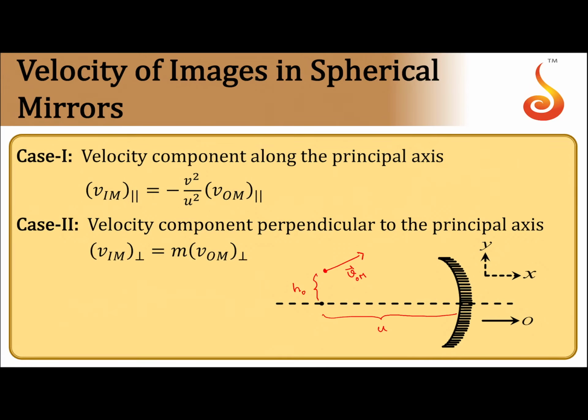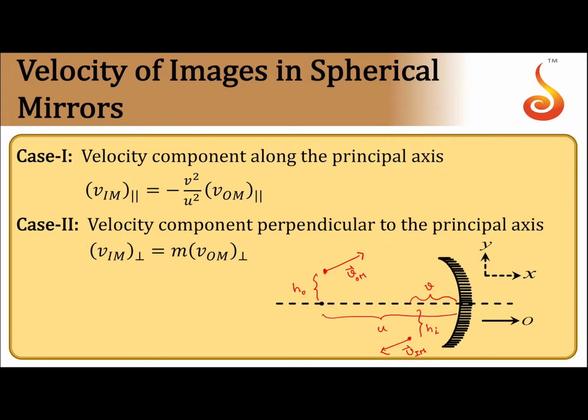Now because the object is here, its image must form at this point. Let's say the image is also moving with a velocity V_IM. This is because even the object is moving. Because the image is moving, its horizontal distance along the principal axis, which we write as v, and its height from the principal axis, which we write as h_i, both change simultaneously.